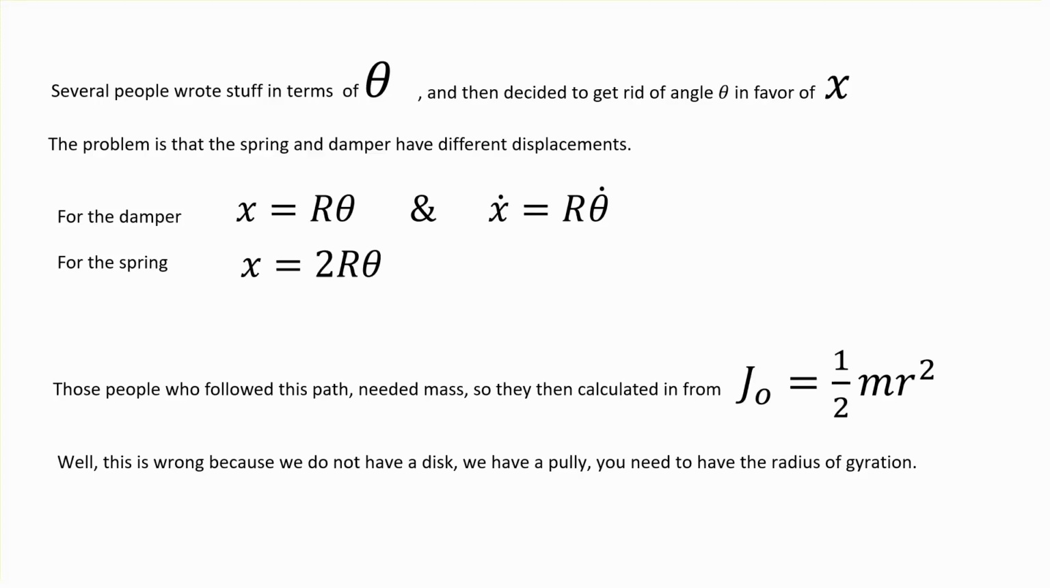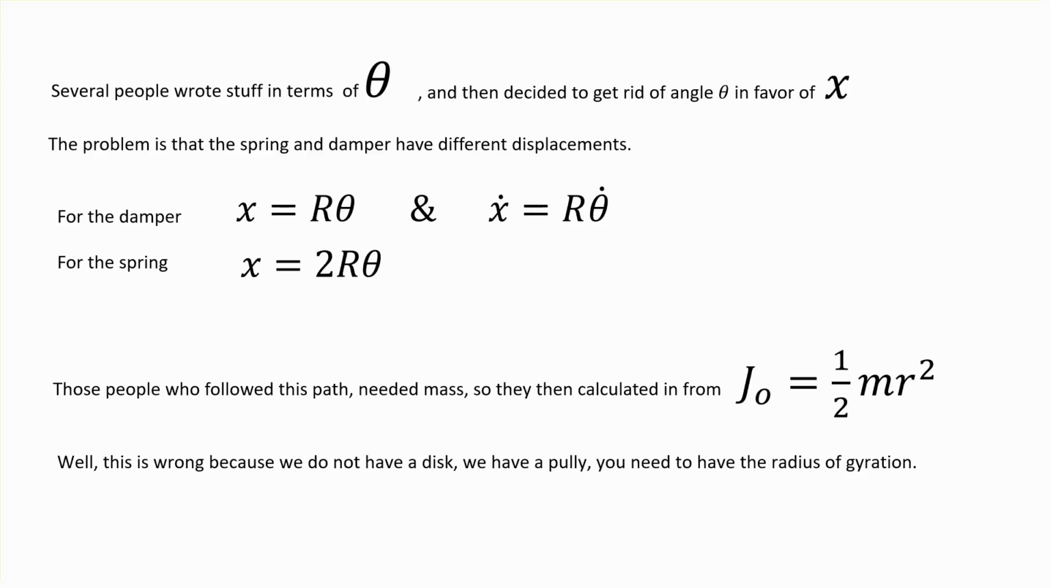So you cannot just recklessly go and say theta equal to x over r and theta dot equal to x dot over r and do it for the spring and the damper. So you have to be very careful. You can't do it like that.